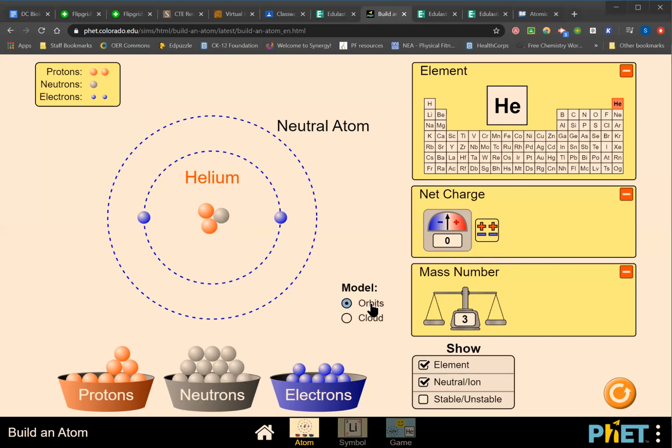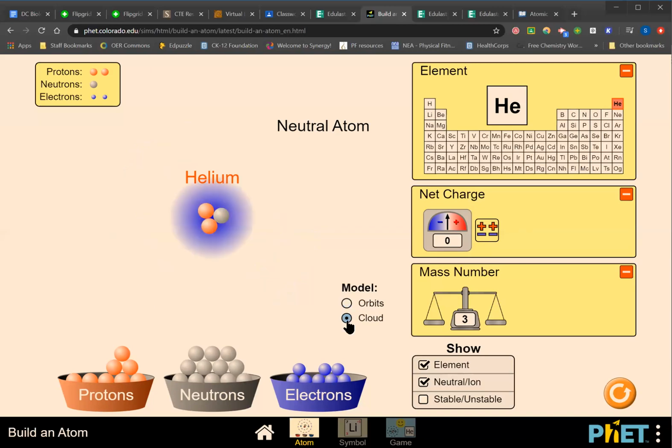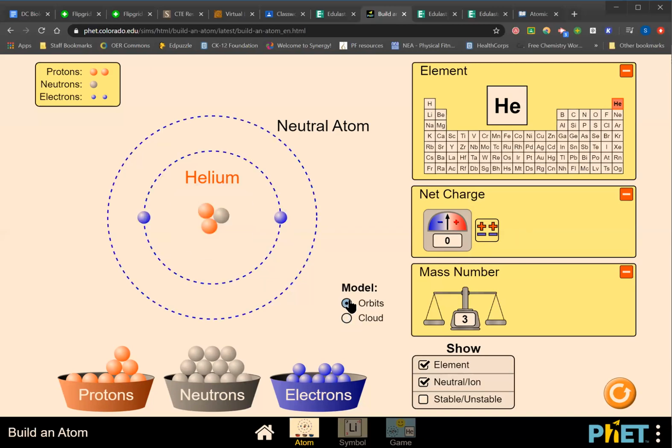Electrons are out here in the orbital. I can also view this in clouds if I wanted, but I don't want to. There we go. Mass number 3. Why? Oh yeah, we have another proton.